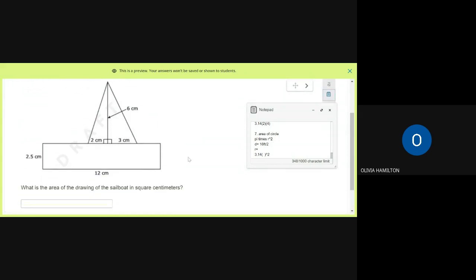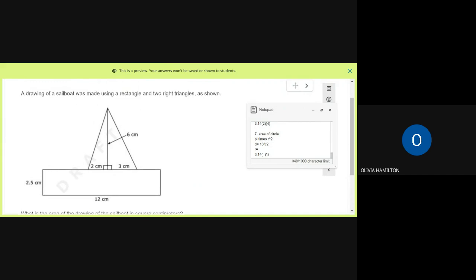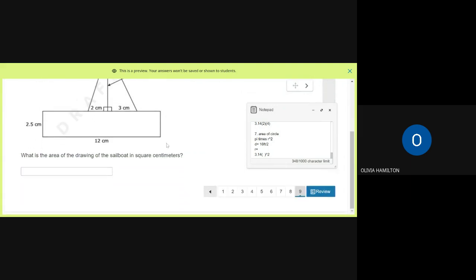Last and finally is number 9. Number 9 is another fill in the blank, and it's another shape. So I will be redrawing this and labeling it so I know what my numbers are. So let's read it so we can see what it says. A drawing of a sailboat was made using a rectangle and 2 right triangles, as shown. What is the area of the drawing of the sailboat in square centimeters? Area, square centimeters. So, number 9, area of sailboat.